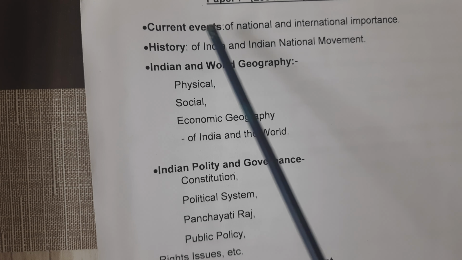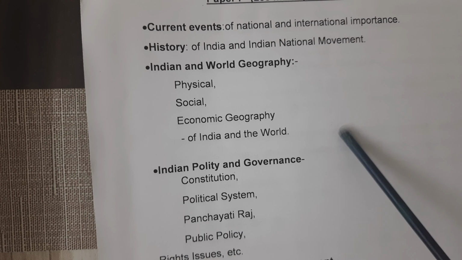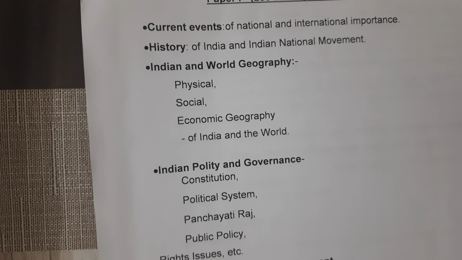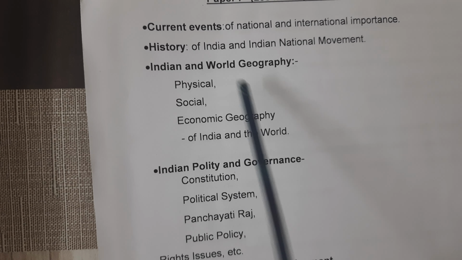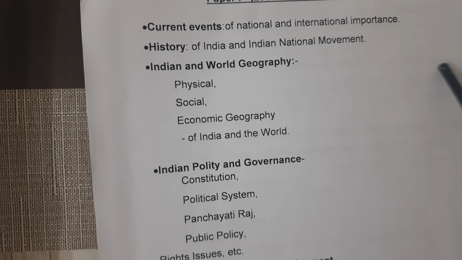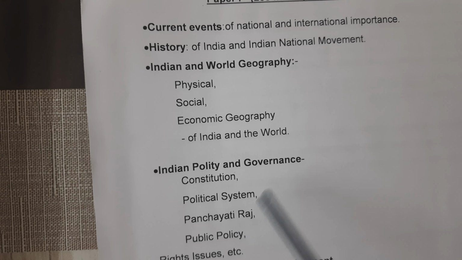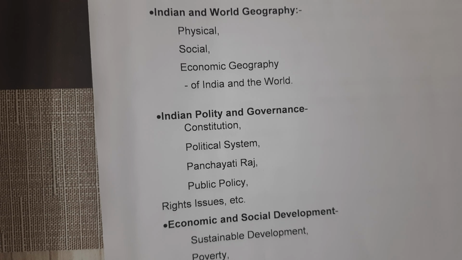And current affairs, they are telling of national importance, which means it is confined to India, and international importance means current affairs outside the country which are very important or significant. So that is also a huge syllabus. There is no definite border you can put here, right? And Indian and world geography. They are telling Indian geography, other than that world geography also, like physical, social, economic geography of India and the world. Then Indian polity and governance, like the constitution, political system, panchayati raj, public policy, rights issues, etc.